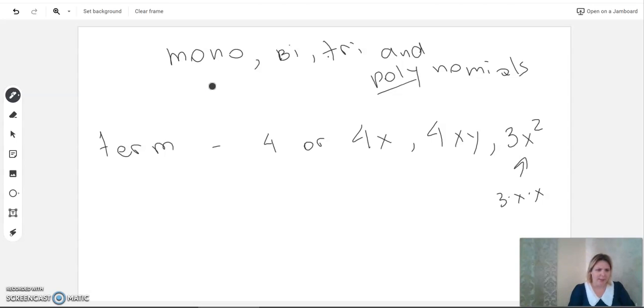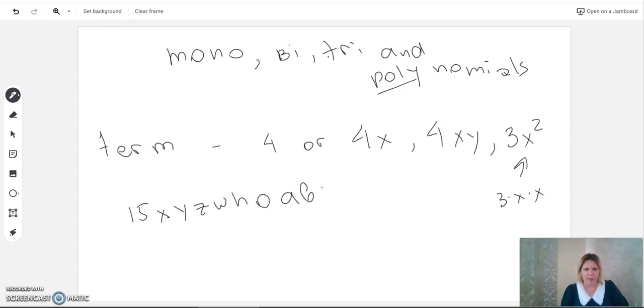Well, what about something like this? 15 times x, y, z, w, h, and we can keep on and a, b, c, and so on. Well, all of this is a term, because all of these numbers are multiplied together. You can have as many of them as you want as long as you're multiplying.